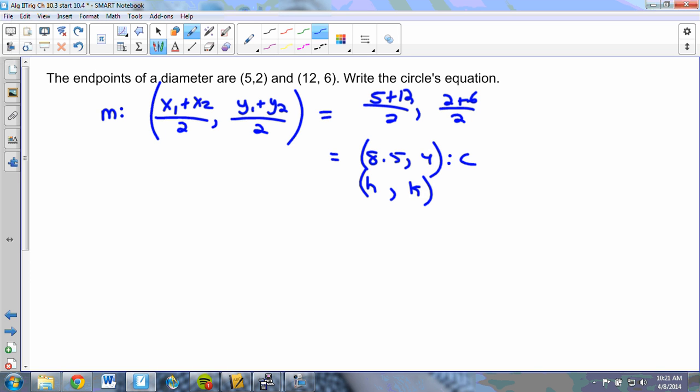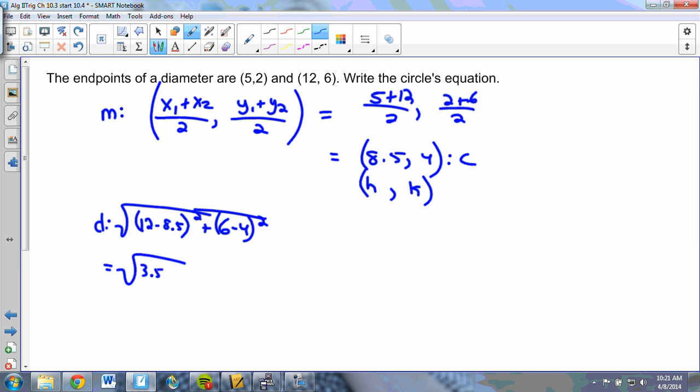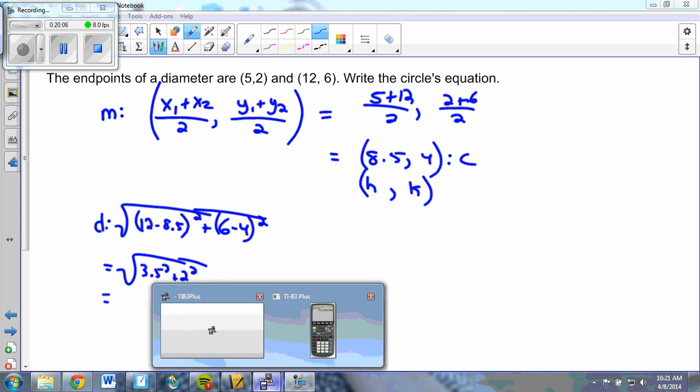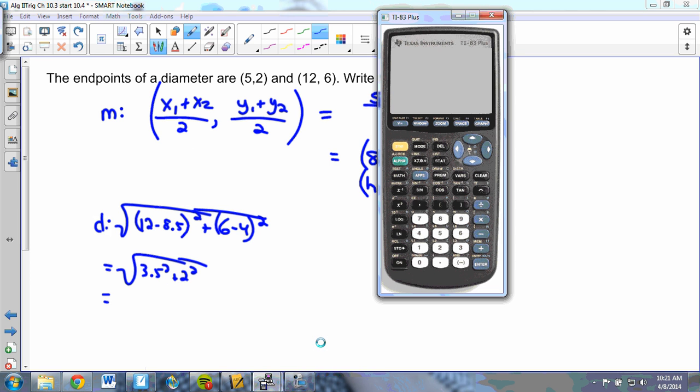Well, if I'm going to do the distance formula, I might as well do the distance from one point to the center. So the distance formula is going to be the square root of 12 minus 8.5 squared plus 6 minus 4 squared, which is the square root of 3.5 squared plus 2 squared. Square root of 3.5 squared plus 4. 16.25, I think.